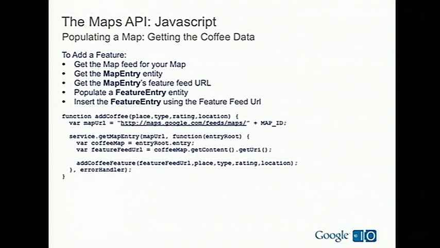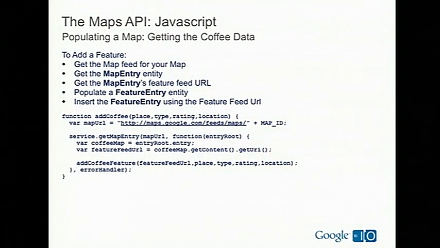So it's pretty simple. So the whole meat there is that I have a map. I want to add features. So how do you add features? Well, of course, Maps Data API can support tens of thousands of features. So you don't want to be loading everything in all at once. Instead, what you're going to do is load in a map and then load in individual features that you pick. So the way you would actually access the feature feed is to get the map feed for your map, get that map entry, and then get the map entry's feature feed, and then populate a feature entry, and then insert that in.